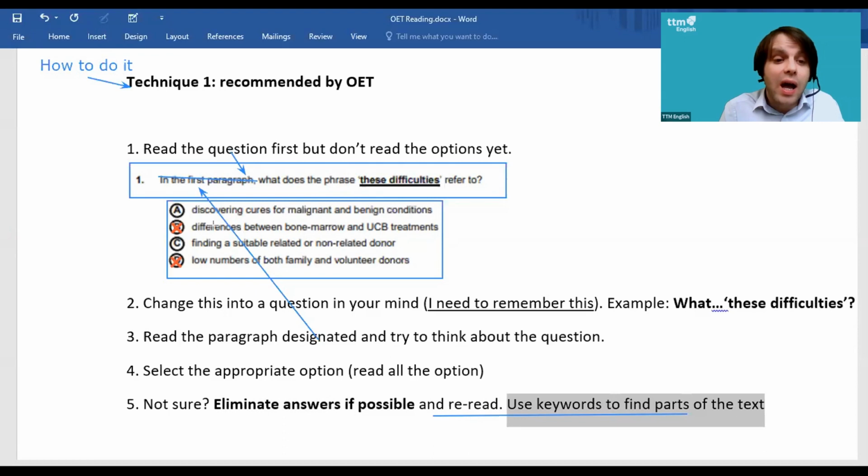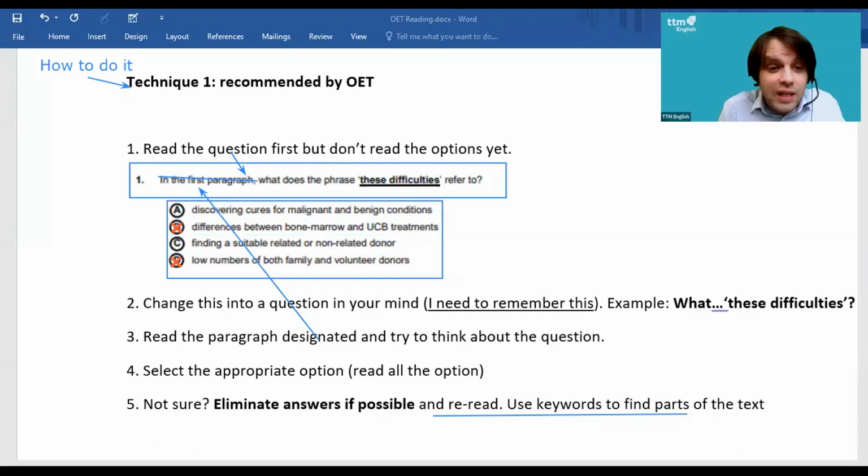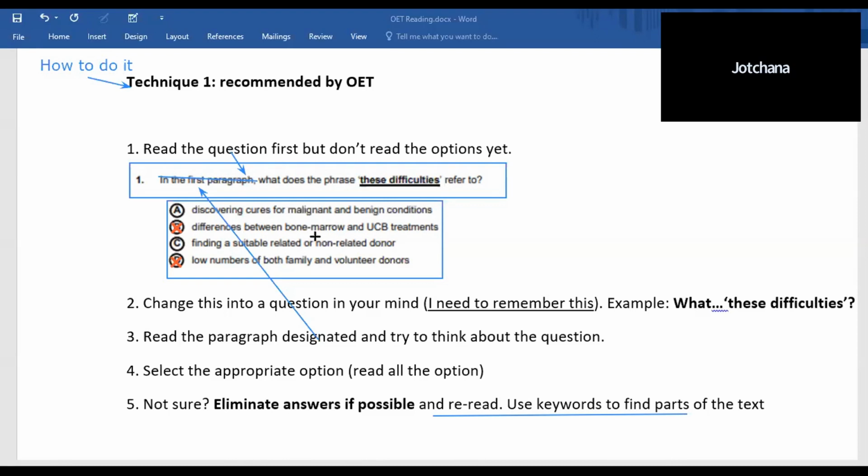Right, here. I'm thinking of keywords here. I'm trying to check: suitable, related, and non-related to me. I've eliminated 2, and now I'm going to choose a keyword. Look at C, Joshna. What are the keywords in C? Finding a suitable donor, related or non-related donor.